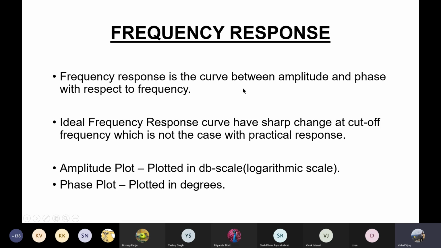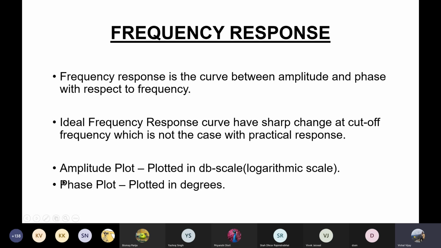Ideally, our elements would be ideal, but they are not. In a capacitor, for example, we have some kind of resistance also, and there are hidden reactance and resistance. So ideally the curve should have a sharp change, and I will show you in the picture. The ideal frequency response should have a sharp change, but practically it is something different.